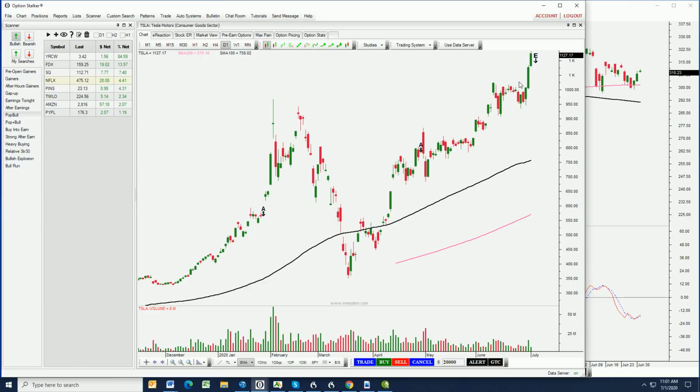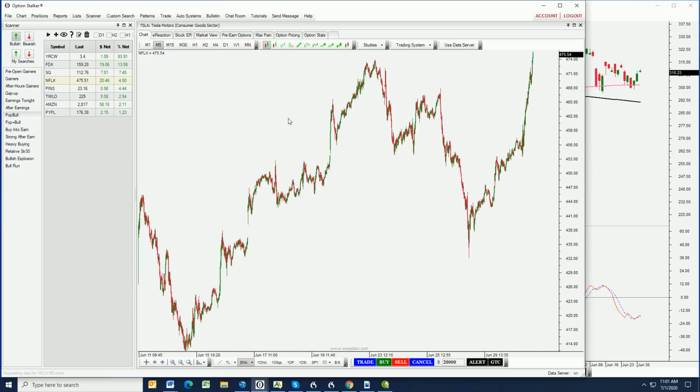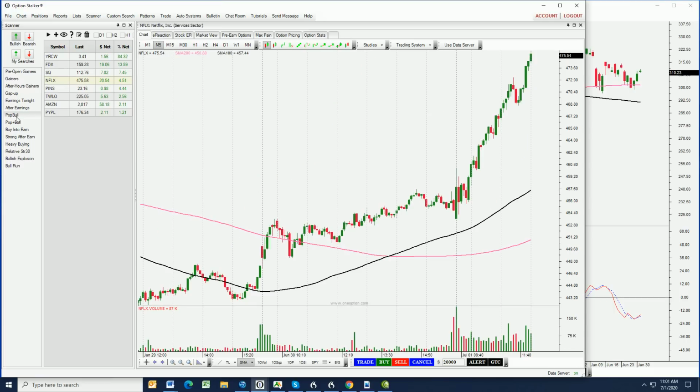This is a very nice breakout. So if you bought the stock yesterday or you sold that bullish put spread, you're in great shape. So let's take a look at what we might have for today. You saw Netflix earlier. I like it. All I had to do was go into one search, this pop bull search. Didn't even need to go any further than that.